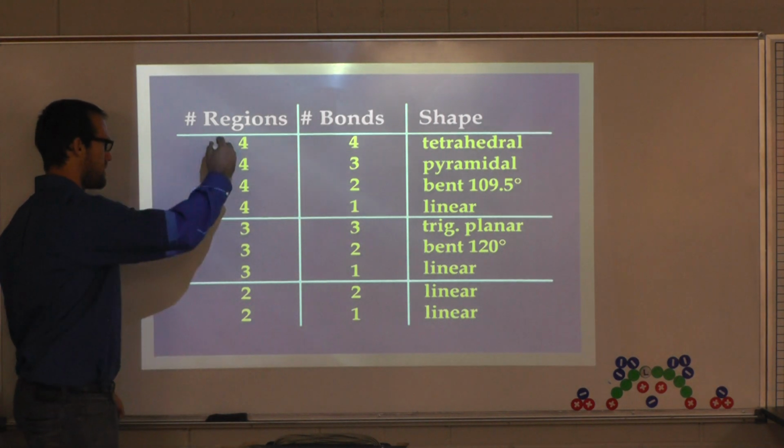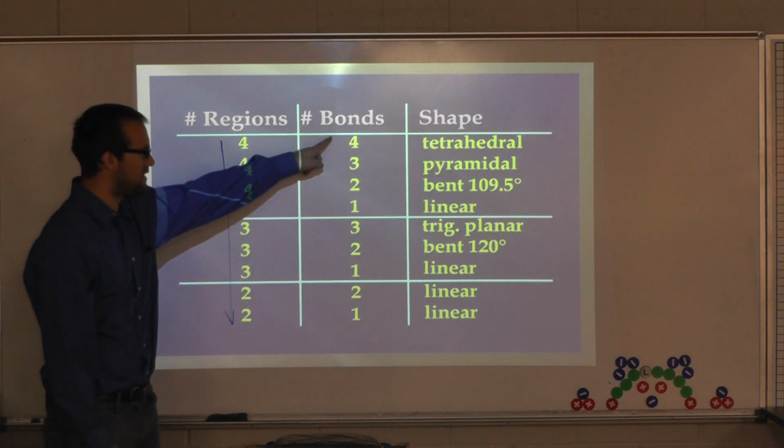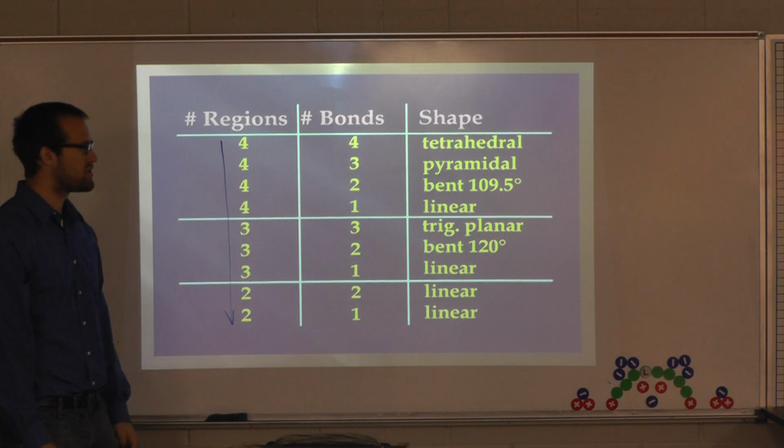What do you notice? 4, 4 fours, 3 threes, 2 twos. What do you notice about this? 4, 3, 2, 1, 3, 2, 1, 2. But we can memorize all the shapes. All right, let's do an acronym for it.